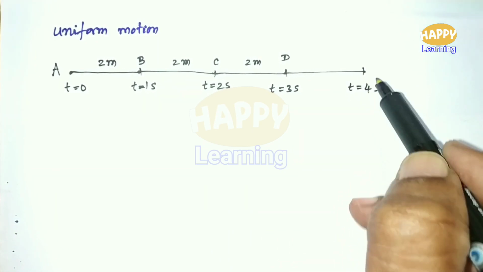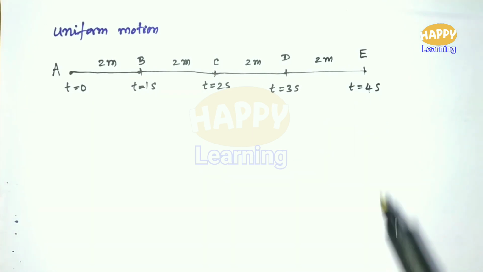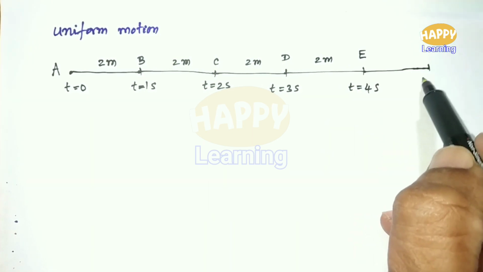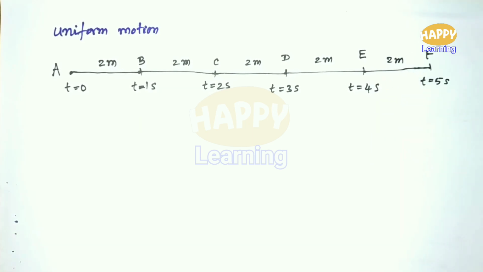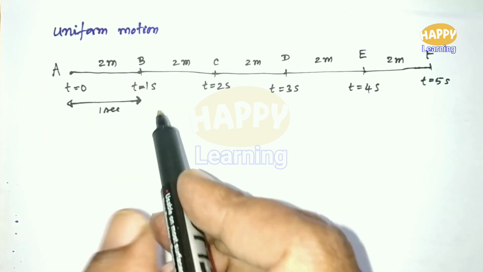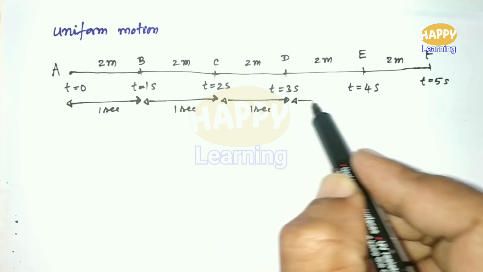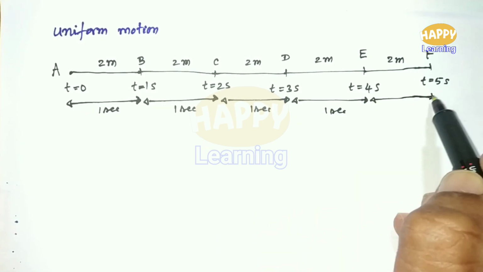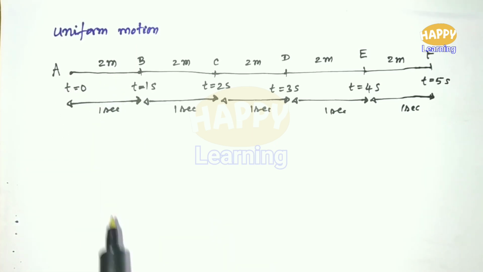Then by the time t equals 4 seconds, he has reached point E. Again this is 2 meters. Then by the time t equals 5 seconds, he has reached a point F. Again this is 2 meters. Right? From here to here, this is 1 second. From here to here, it is 1 second. From here to here, this is 1 second. And from here to here, it is again 1 second. So for each second, he has covered 2 meters.